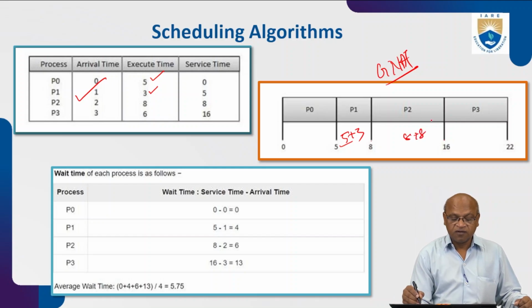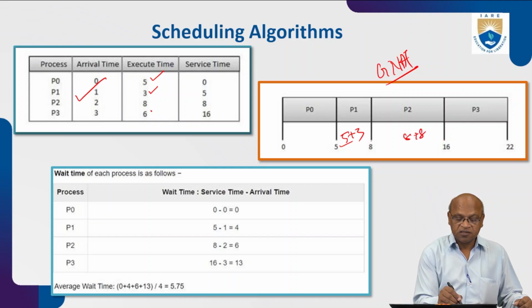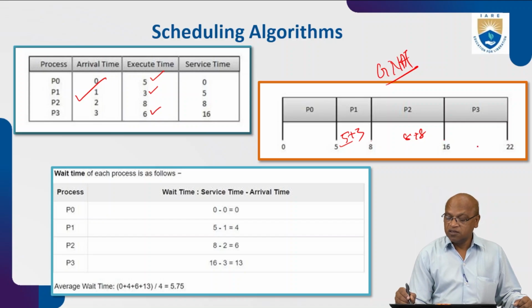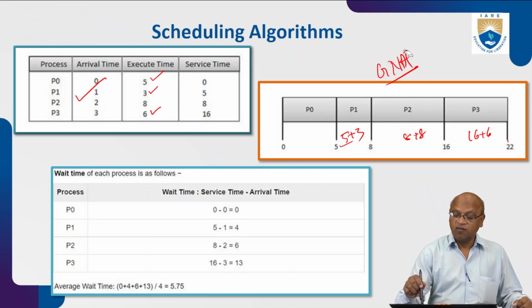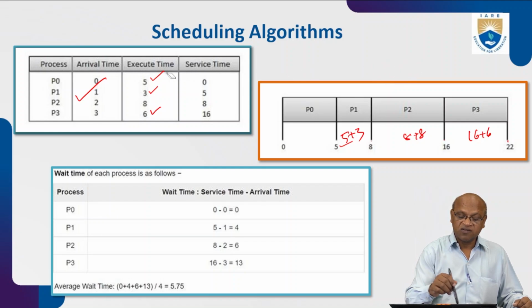And after P2, P3 will come. P3 takes 6 milliseconds. So 16 plus 6, 22. So by 22, the job is completed. The program will be executed in 22 milliseconds. It takes 22 milliseconds to execute the complete program, process by process, like this. This is first come first serve.